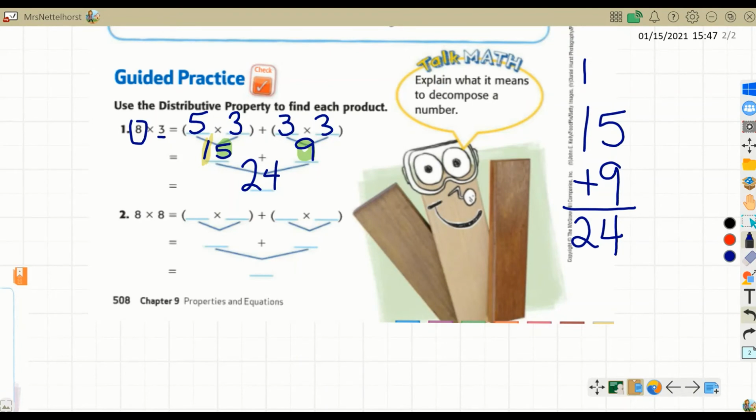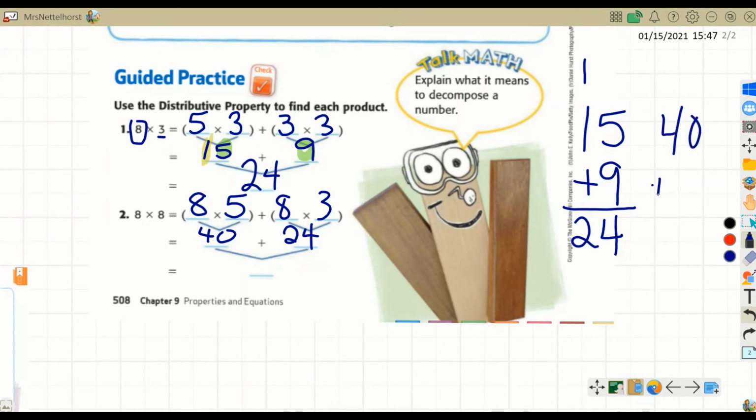Okay, so it doesn't matter which number you decompose. I'm going to decompose the second 8. So I'm going to do 8 and 8 here, and I'm going to decompose the second 8 into 5 and 3. So 8 times 8 is the same as 8 times 5 plus 8 times 3. Then I multiplied it. 8 times 5 is 40. 8 times 3 is 24.